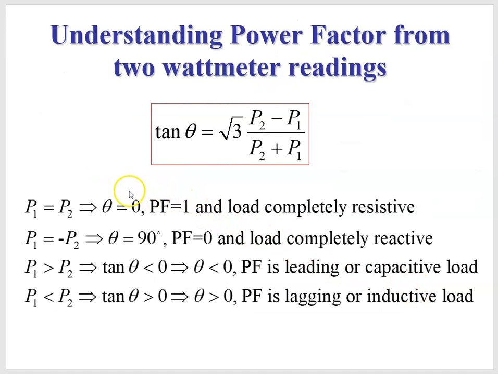If those two powers are equal, then we have a totally resistive load. We get a power factor of 1. If P1 is the negative of P2, then we're going to end up with 0 in the denominator, so that means we have a completely reactive load. And if P1 is greater than P2, we'll end up with a leading or capacitive load, so a leading PF, because this is going to be negative, right? And if it's positive, then we have a lagging or inductive load. That's if P1 is less than P2.